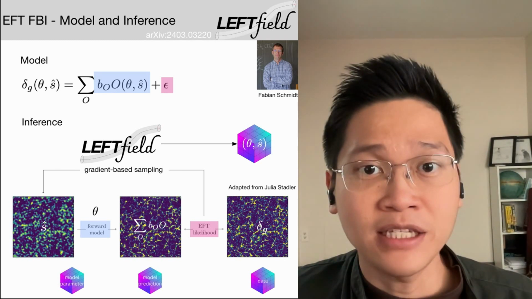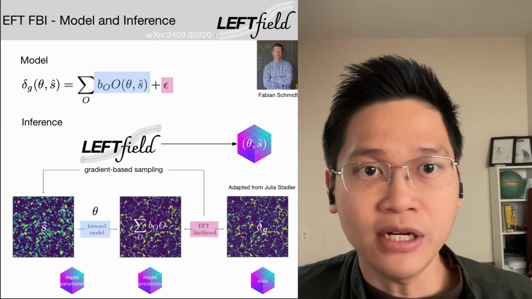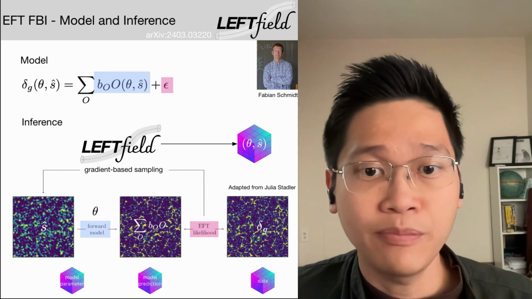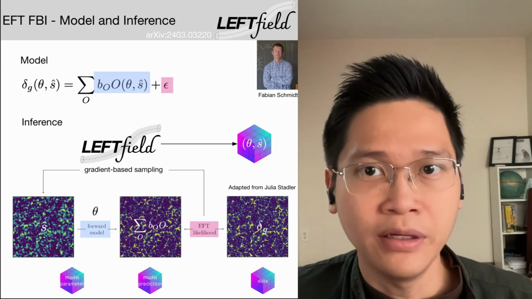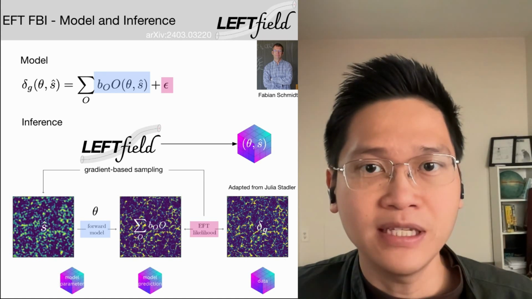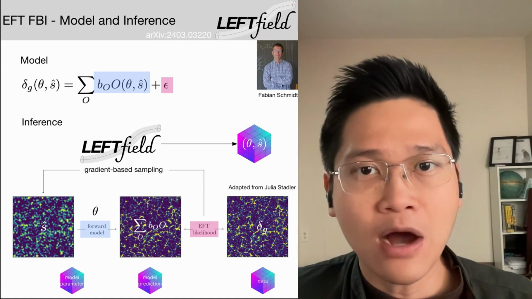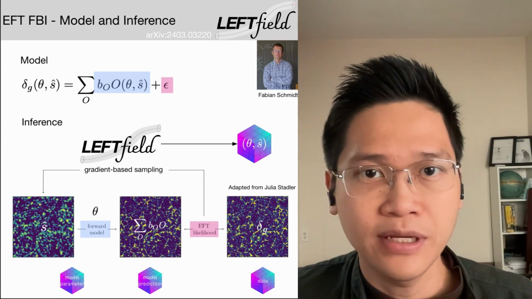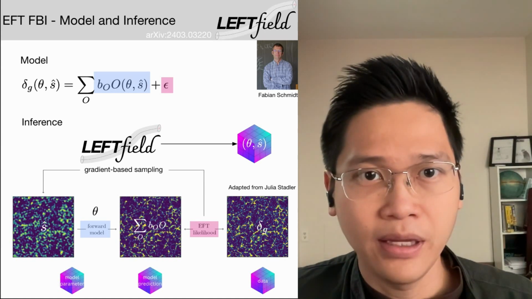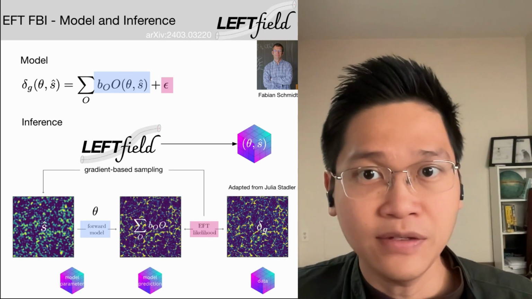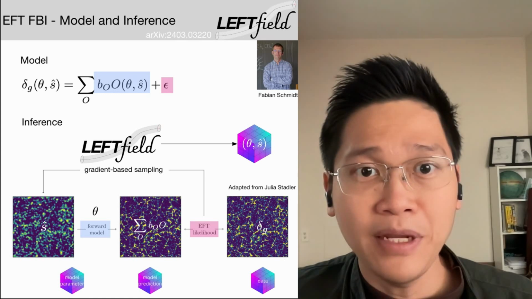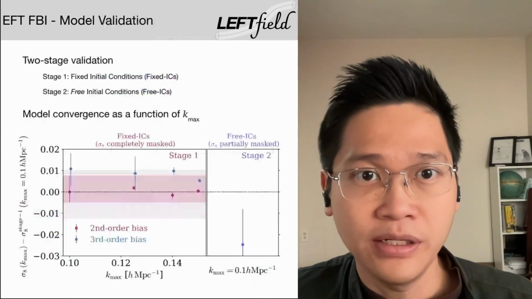The EFT bias expansion, as explained by Misha, relies only on protected symmetries of gravity, namely the equivalence principles. The expansion consists of operators constructed out of the large-scale matter field and combinations thereof. The EFT likelihood is Gaussian with a diagonal covariance up to leading order. Let me now move on to model validation.